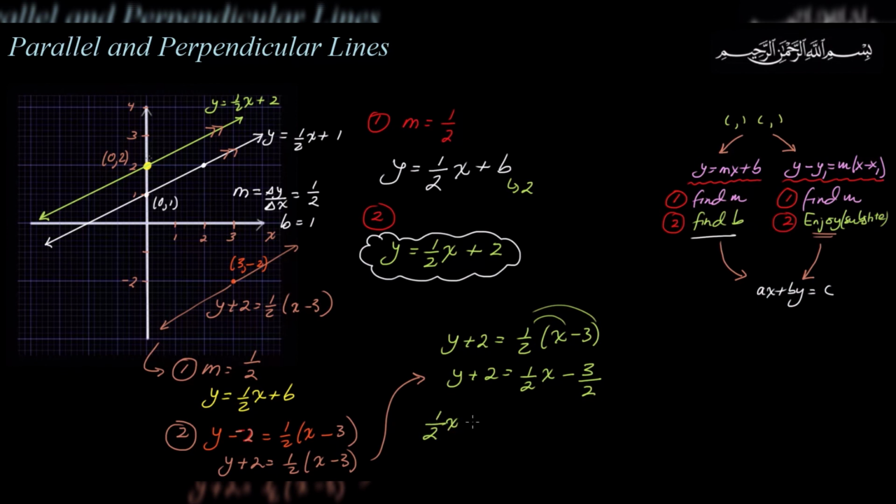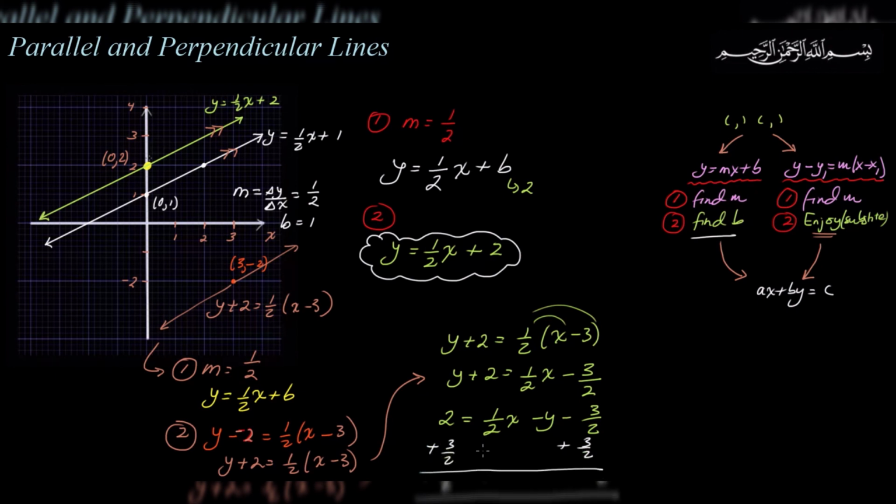And if you subtract y from both sides, like this, okay, maybe I'm going too fast for you, so I'm going to do it slowly. 2 is equal to 1/2 x. Subtract y, you get minus y, and still have minus 3 over 2. So I've subtracted y from both sides. And then I'm going to add 3 over 2 to both sides, like this. Okay, and then when you do that, you get this.